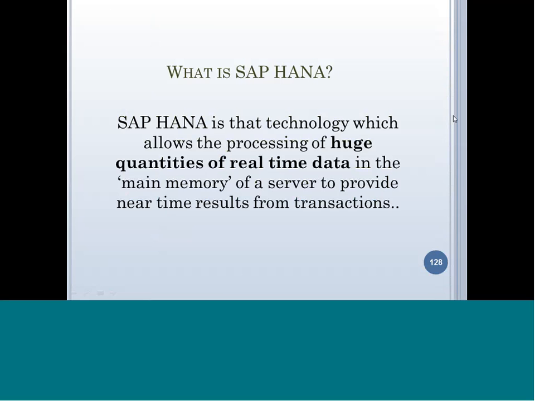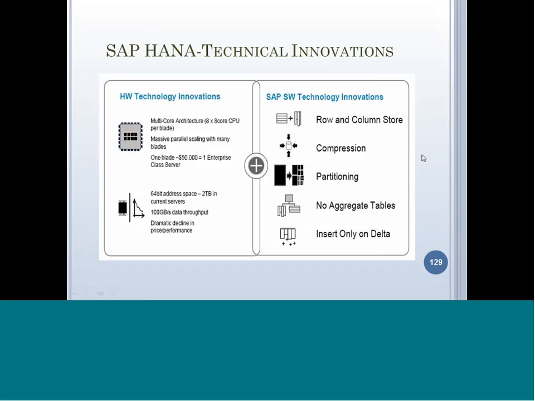As I mentioned previously, SAP HANA is a technology that allows the processing of huge quantities of real-time data in the main memory of the server to provide near real-time results from the transactions. That is what happens from an SAP HANA standpoint. What are the technical innovations of SAP HANA? We can identify more features from the hardware technology standpoint and the software technology standpoint.